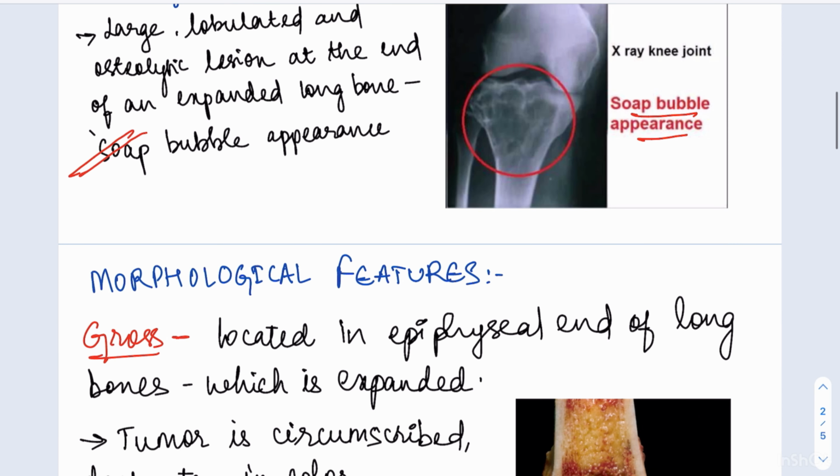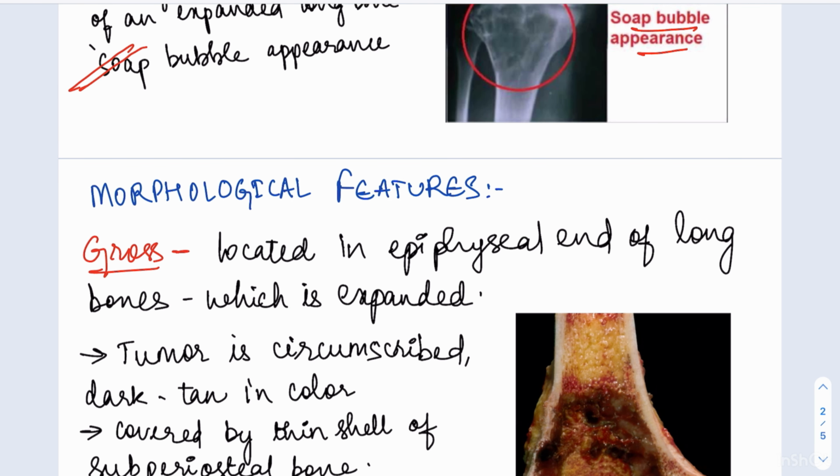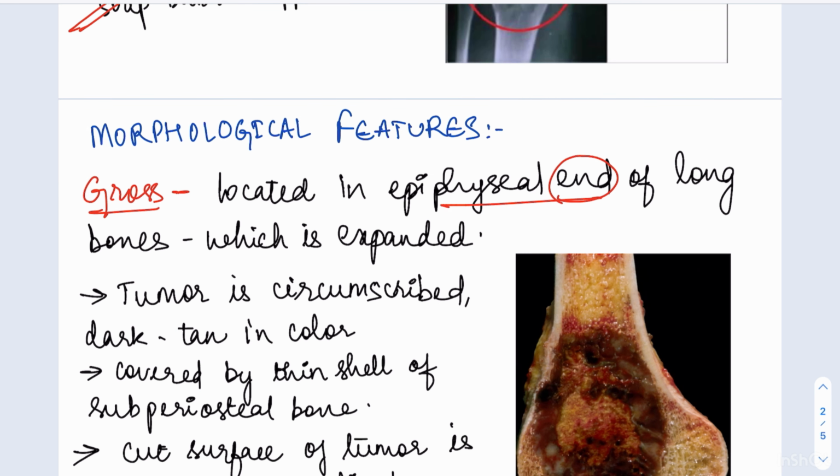Now coming to the morphological features. Morphological features, that is, the gross appearance, when we see the bone of a patient who has suffered from osteoclastoma. So the gross findings are usually the location is in the epiphyseal end of the long bone. So as we have already seen, the epiphyseal end, that is the end of the long bone, is the site involved, and the bones are expanded. That is, we have already seen here, there is soap bubble appearance due to expansion. This is the end of a long bone. That is the gross appearance of a person who has suffered from osteoclastoma. The end of the long bone is relatively expanded.